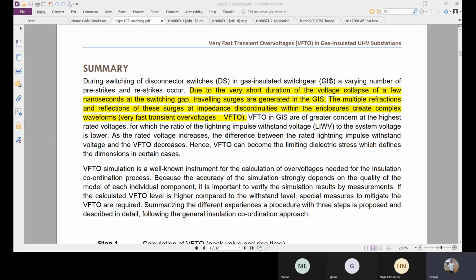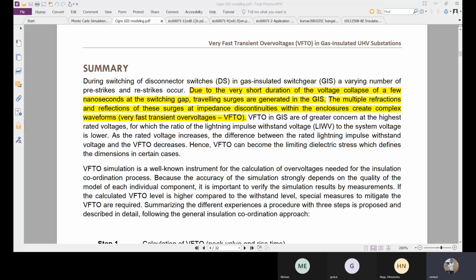For this, we have to compare it with the lightning impulse level. This action is very severe when the voltage level is very high.